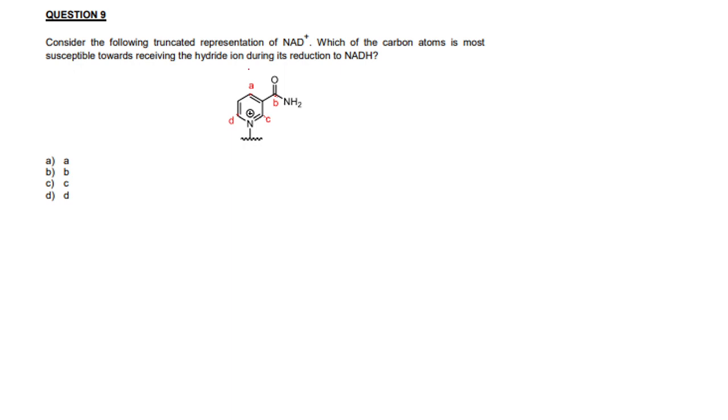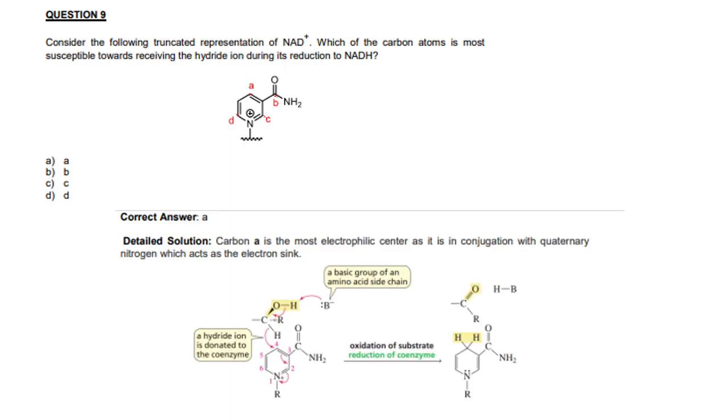So let's see. The carbon A is the most electrophilic center as it is conjugated with the quaternary nitrogen, which acts as an electron sink. Yes. So if the hydride gets transferred from here, then it will come here, and the electron will get absorbed at the nitrogen plus center. So this is the most electrophilic center, carbon A. Option A is correct.